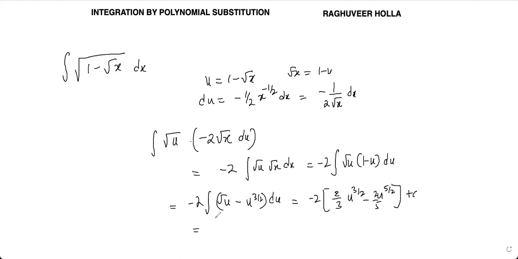So let us substitute it. This is minus 4 by 3 and 1 minus root x to the power of 3 by 2. Okay. And this is plus 4 by 5, 1 minus root x to the power of 5 by 2 plus c. So this is the answer right here.